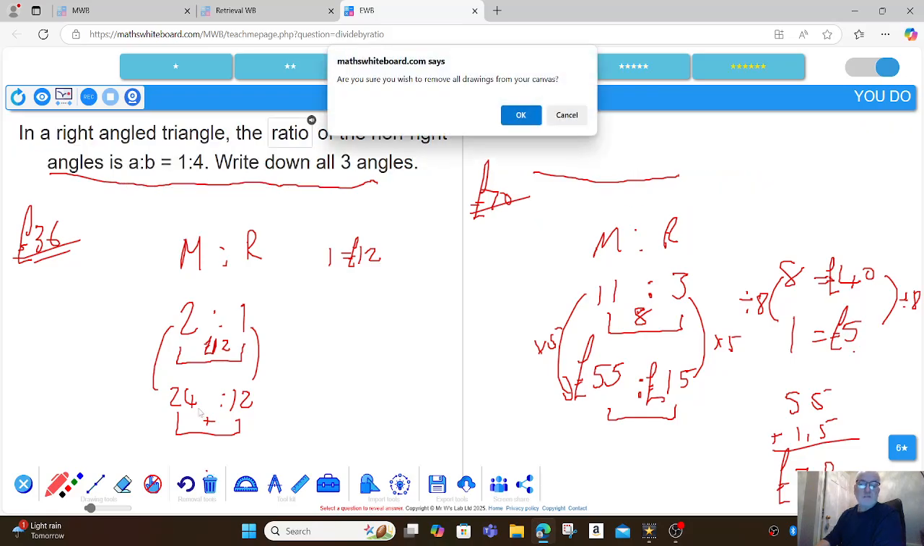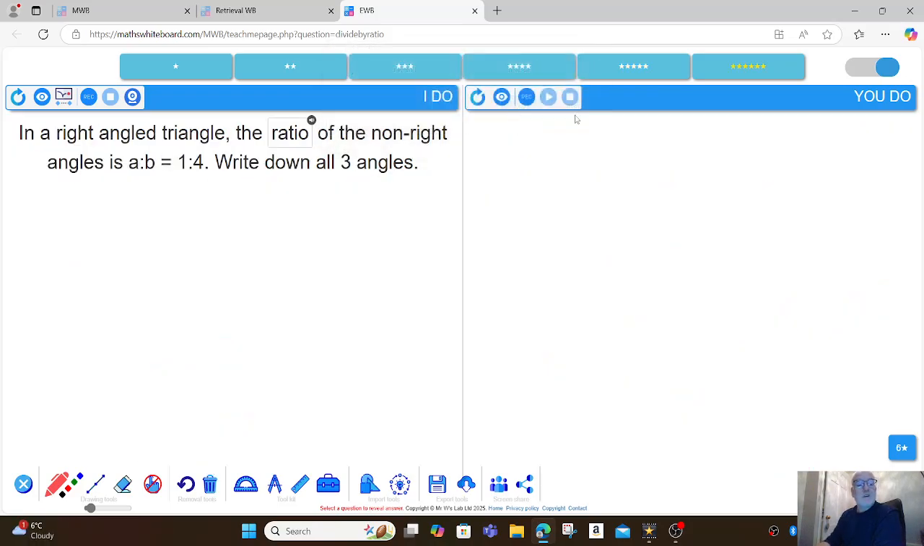And the very last part, I'm going to leave this one just so that we've got a bit of space to work on. In a right angled triangle, the ratio of the non-right angles is A to B equals 1 to 4. So let's think what I've got. I've got my right angled triangle. Right, we know that this angle is already 90 degrees.